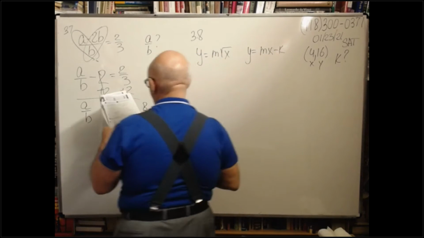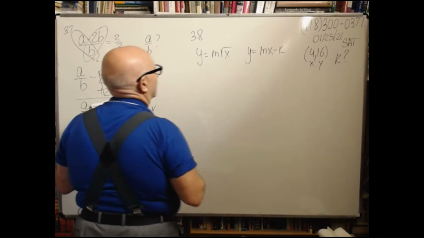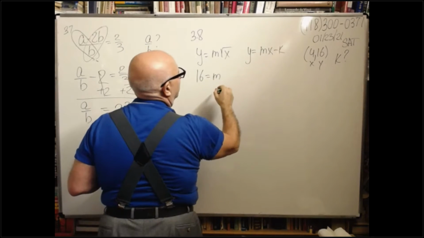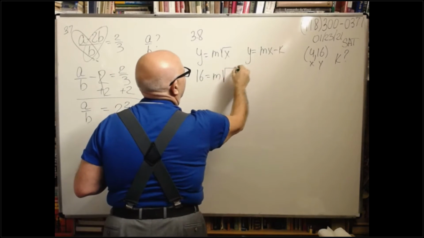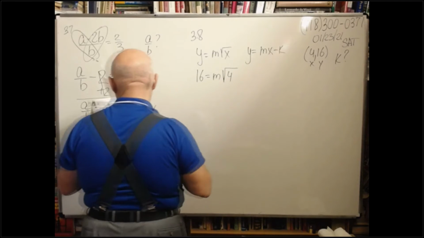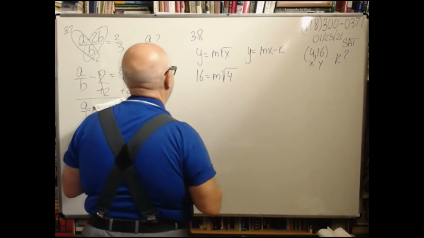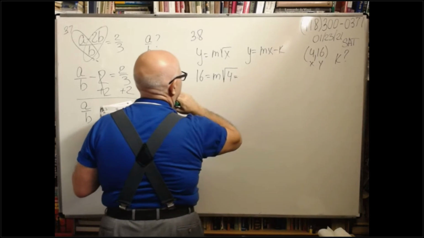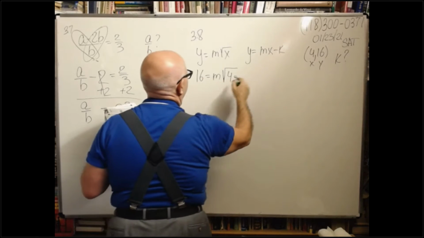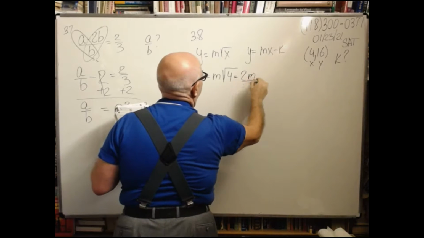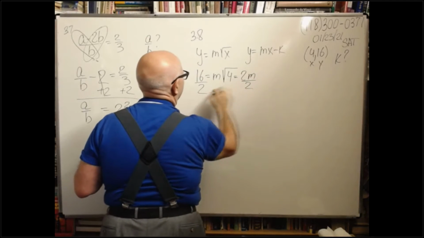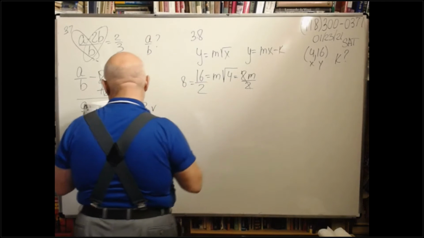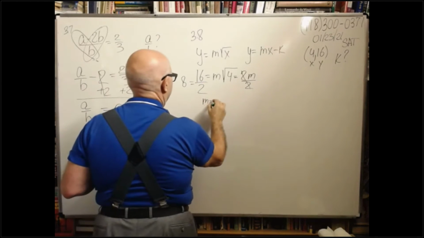If I plug in here, instead of y, 16 equals m square root of 4. So far so good. Square root of 4 is 2, I use the positive value. So 16 equals 2m. What I found: m equals 8.